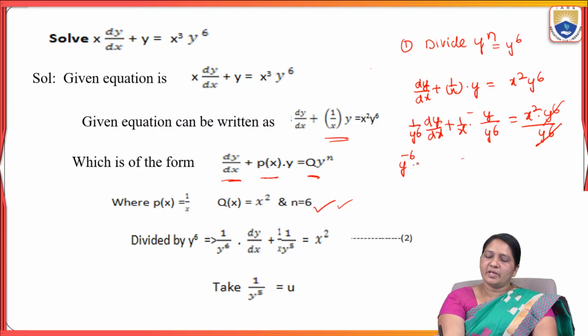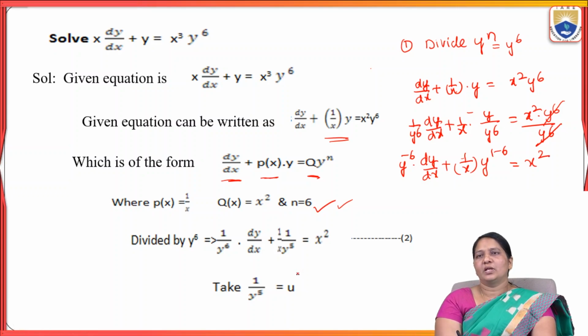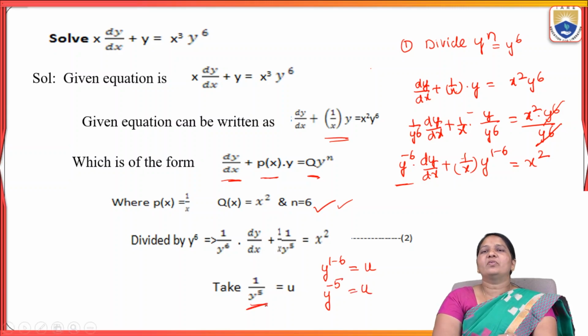Here we have y power minus 6 into dy by dx plus 1 by x into y power 1 minus 6 is equal to x square. Now I am going to take a substitution. So here I am taking y power 1 minus 6, that means y power minus 5, equal to u. Here y power minus 5 is nothing but 1 by y power 5.